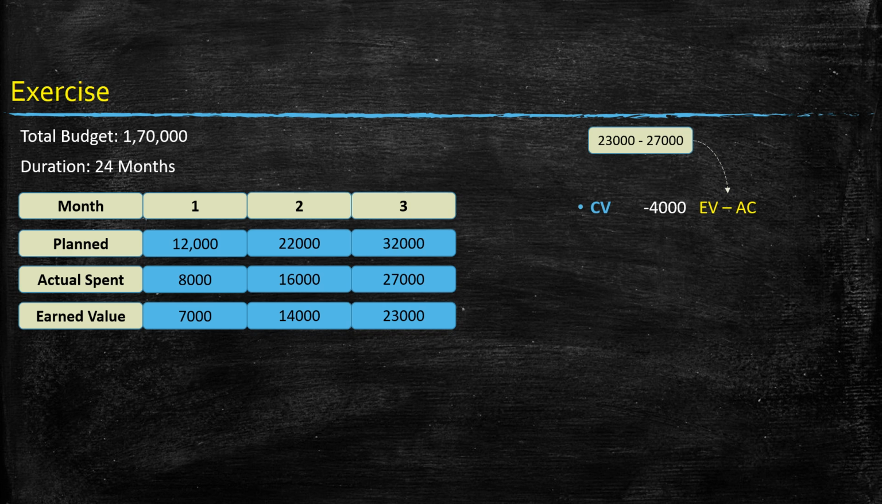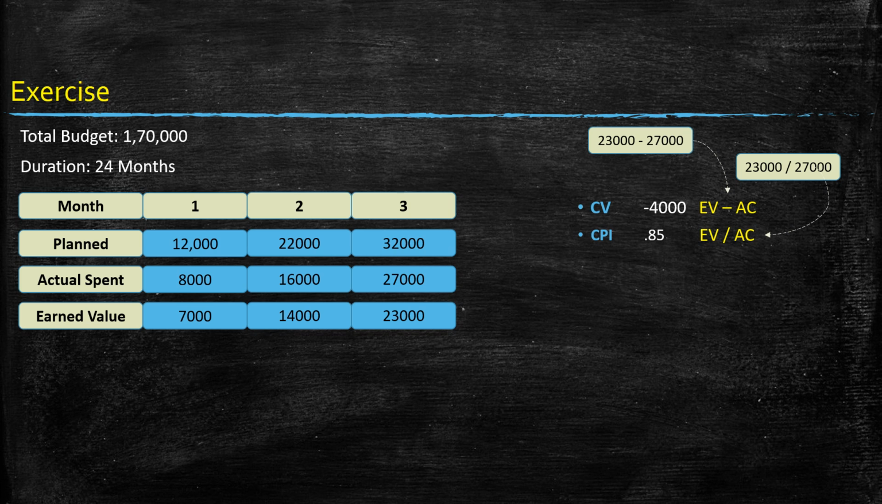Concerning cost performance index, which is calculated by dividing the earned value figure of $23,000 by actual cost of $27,000, what we get is 0.85. This value is less than 1. That means we are not getting the optimal cost efficiency. So in this case, an efficiency of 85% is indicative of improper utilization of budget.